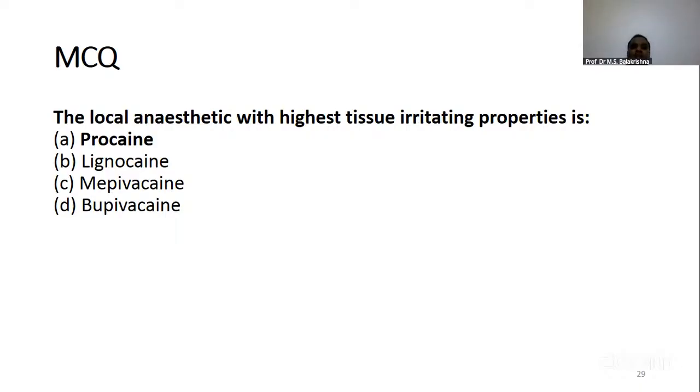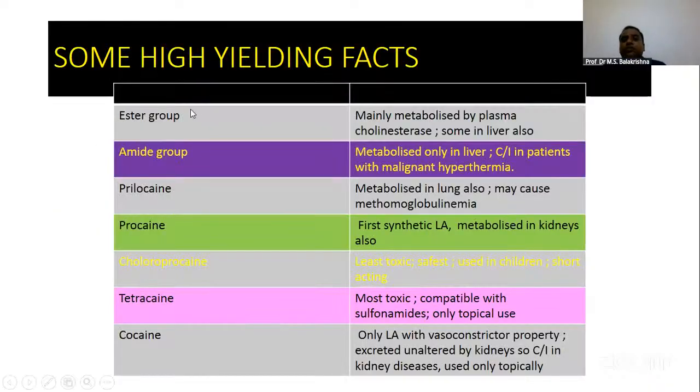Next question. The local anesthetic with highest tissue irritating property. So this is basically a factual one. It is basically procaine. The answer is procaine over here. Now some other high yielding facts: the most common ester group is metabolized by plasma cholinesterase and some in liver. Ester groups are the ones which are metabolized by plasma cholinesterase enzyme and in liver also, whereas amide groups are metabolized only in liver. This thing you should know. And it is contraindicated in patients with malignant hyperthermia. Amide groups you will not be given.